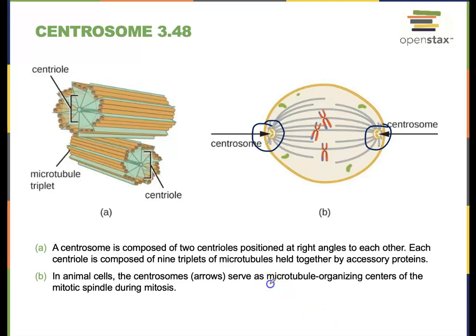Okay, so here they're basically organizing centers of what's called mitotic spindles during mitosis. But just know that they organize, they create these microtubules, which are called spindle fibers, and they grow and they attach to our chromosomes and they pull the chromosomes to one side.